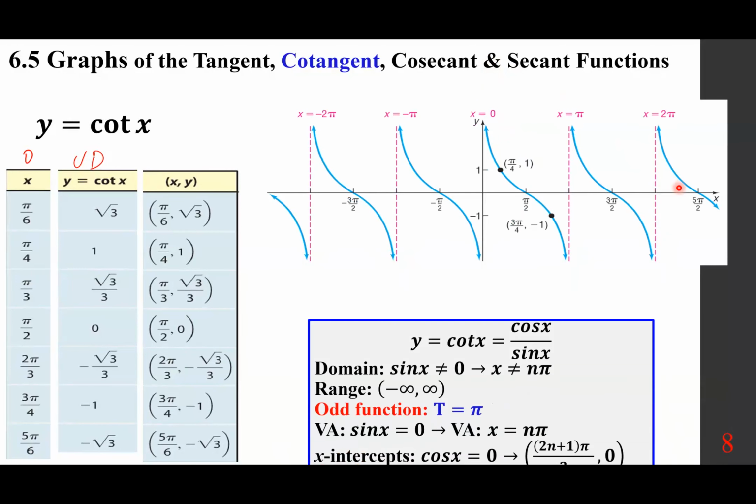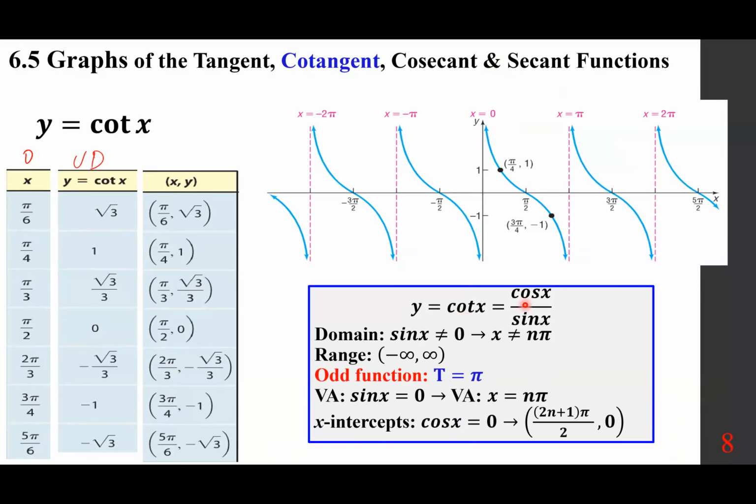And we're going to write the important aspects of it. Y is cotangent, cosine over sine. What is the domain? Domain for any rational function. This is not a rational, but it's a fractional form. You set the denominator equal to 0 and you exclude it. Sine is 0 at n pi, so all real numbers except n pi. So what happens at n pi if this is the case? They become a VA or vertical asymptote.